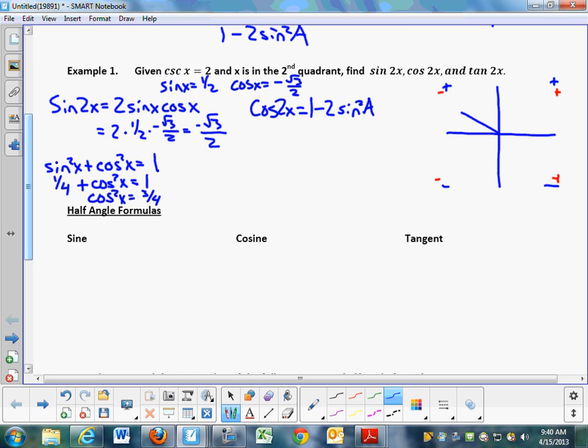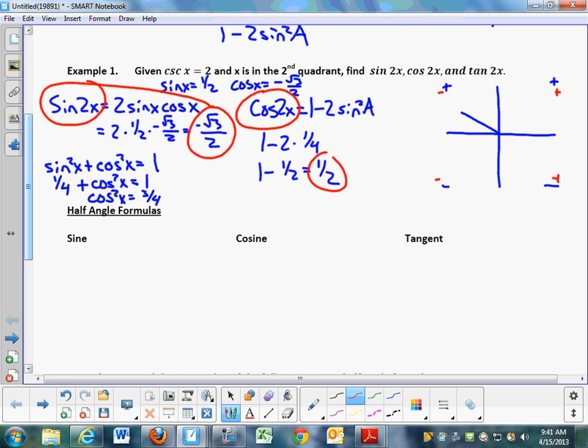They're all the same. So that means I have to square the sine of a. What's the sine of a squared? 1/4. So I have 1 minus 2 times 1/4. What's 2 times a fourth? A half. So 1 minus a half is 1/2. So we have sine of 2x is negative square root 3 over 2. We have the cosine of 2x is 1/2.